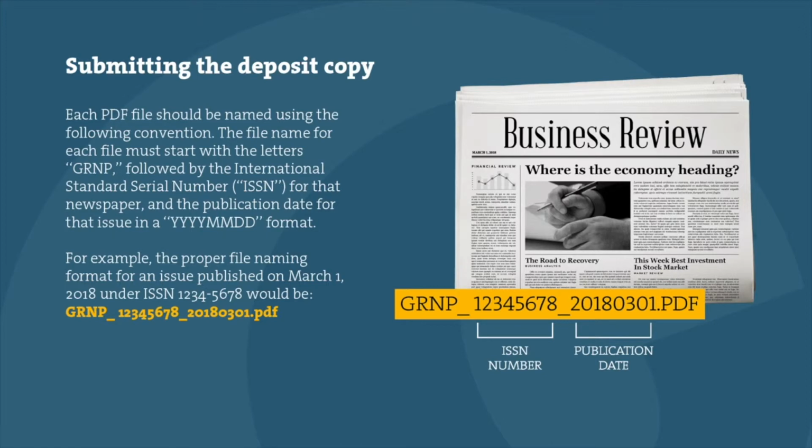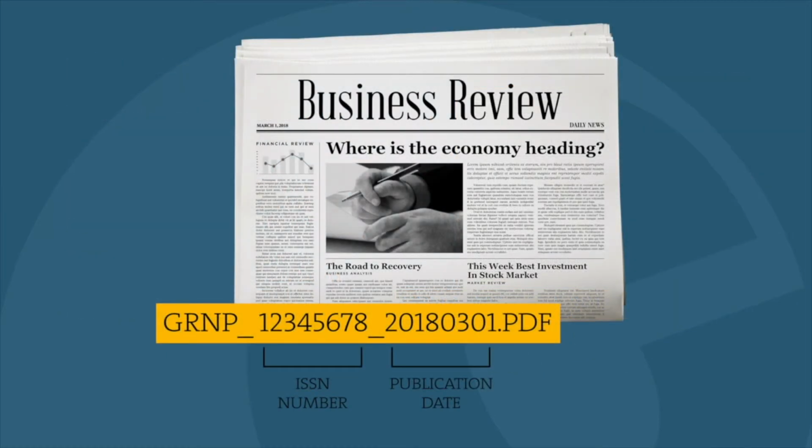For example, the proper file naming format for an issue published on March 1, 2018 under ISSN 12345678 would be GRNP_12345678_20180301.pdf. Include underscores between each element of the file name, but leave out the hyphen in the middle of the ISSN number. Be sure to include 2 digits for both the month and day, such as 010203 rather than 123.